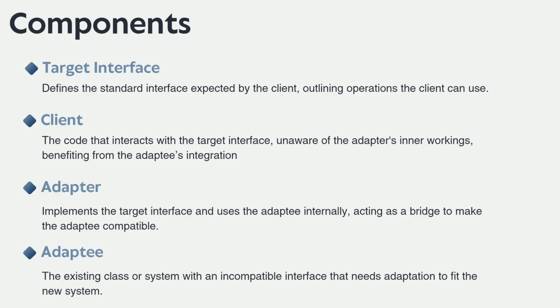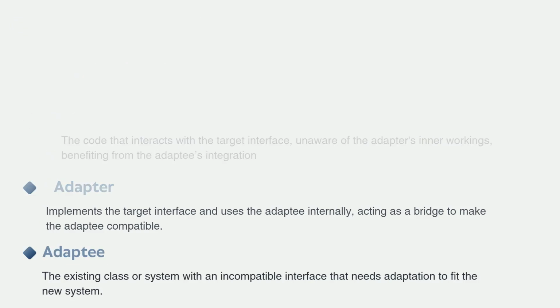Adaptee. The adaptee represents the existing system or component that has an incompatible interface. It provides specific functionalities but does not conform to the format required by the client. The adapter works as the intermediary, allowing the adaptee's methods to be accepted and utilized in a compatible manner.